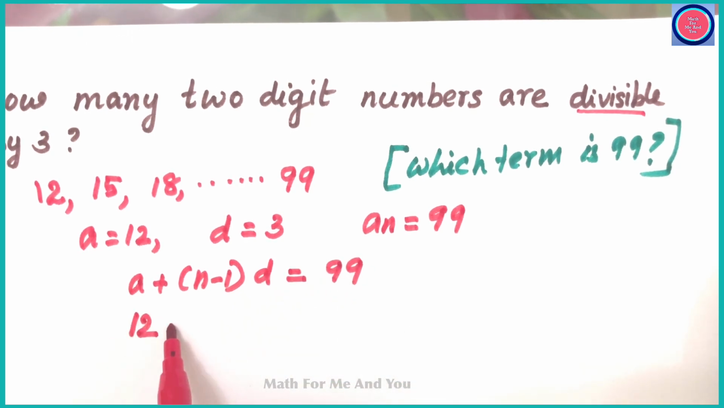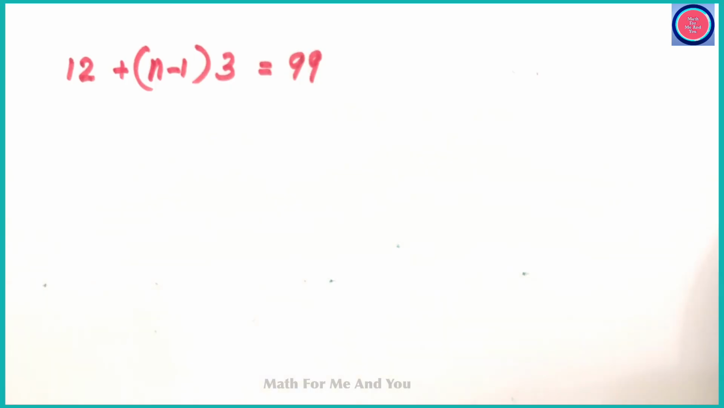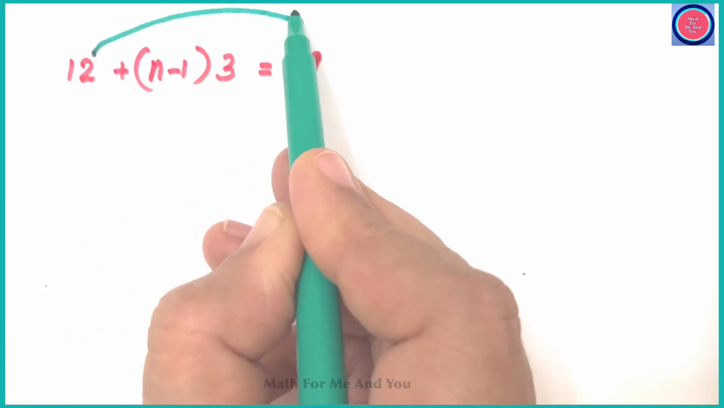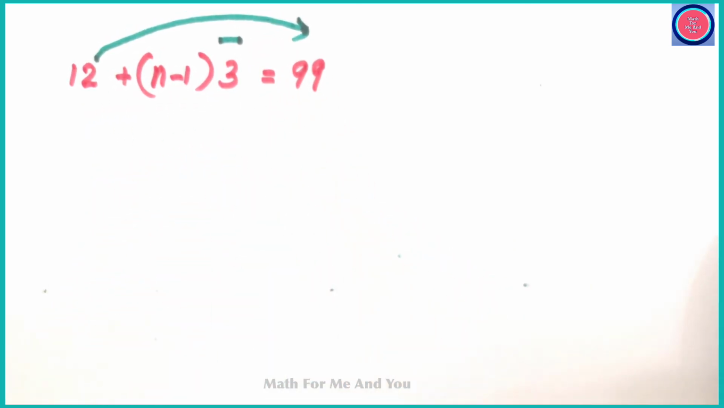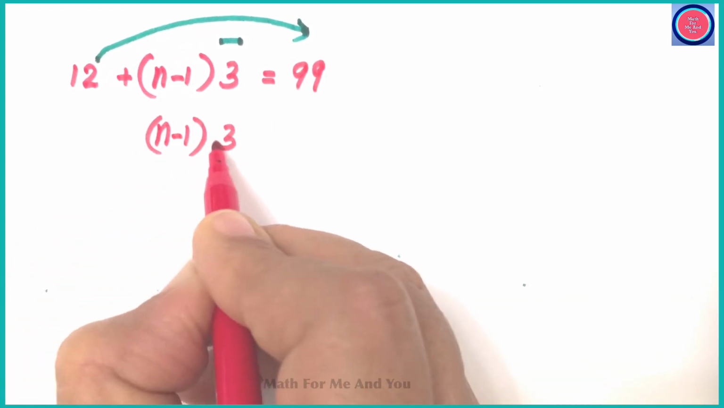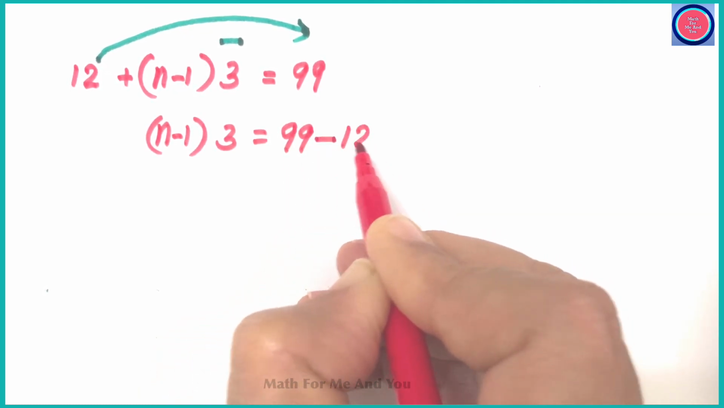We can substitute the value for A. A equals 12. N minus 1 there. We can substitute the value for D. So 12 plus (N minus 1) into 3 is equal to 99. We can move the number 12 to the right side because it is not connected with N, and it will go as a negative number. (N minus 1) into 3 equals 99 minus 12.